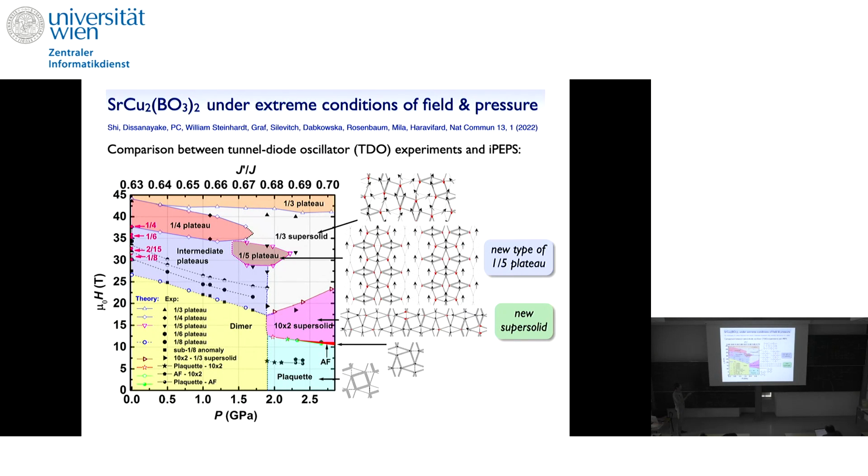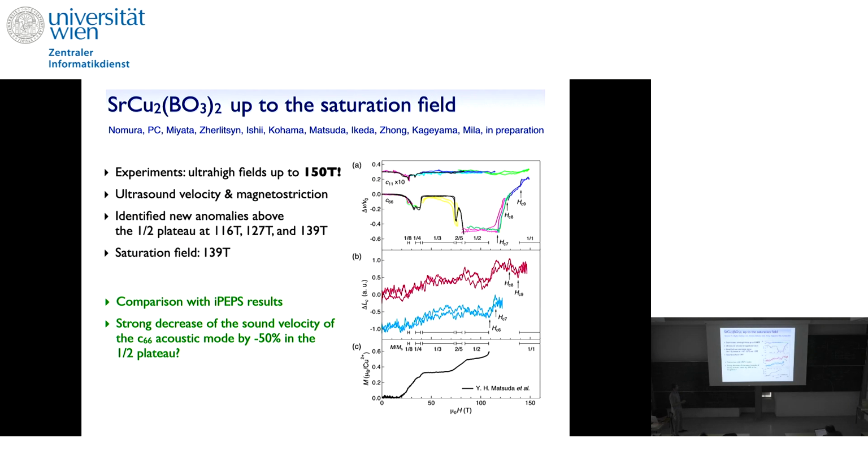And we also discovered new types of plateau phases here with new types of spin patterns, and also new types of supersolid phases. Okay, and then the last work which I wanted to mention is also a collaboration with different experimental groups, where they managed for the first time to reach the saturation field, going to 150 Tesla, which is above the saturation of the sample. And here we also did comparisons with iPEPS.